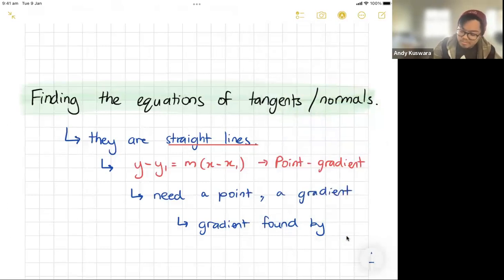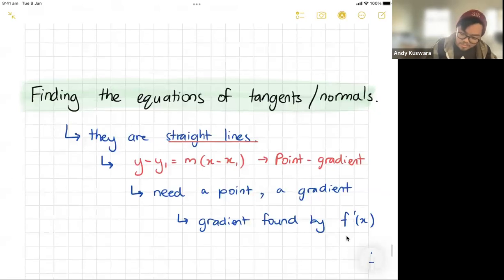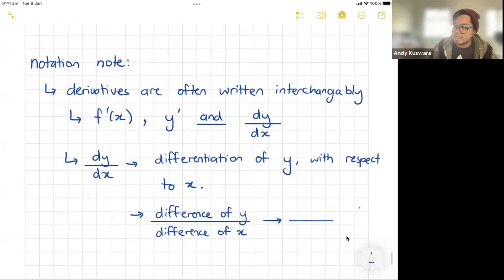Now the point, that should be easy enough to find. The gradient is actually found by the derivative. Remember we talked about the gradient of a tangent being your f dash x. This is where we start putting all of that together now. It's going to feel very, very methodical. And so the better that you can do your setting out, or the better notes that you write, the more it will kind of make sense.